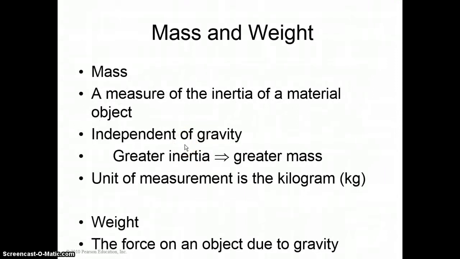Take a moment to jot down these notes on mass and weight. Key point is that mass is the same no matter where you are. It's independent of gravity, whereas weight changes depending on your location in the universe. The greater inertia that you have, the greater the mass. The more mass, the more inertia. The more mass an object has, the lazier it is, the more it's difficult to get the object moving. Unit of measurement, kilogram, whereas weight is the force on an object due to gravity.